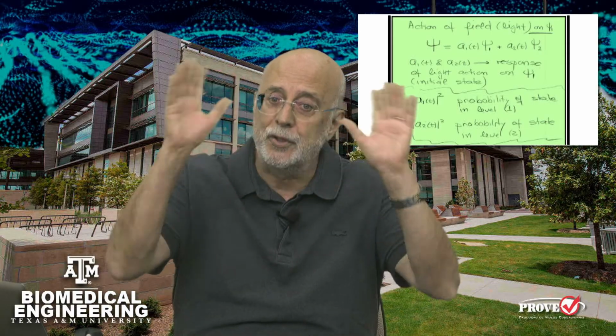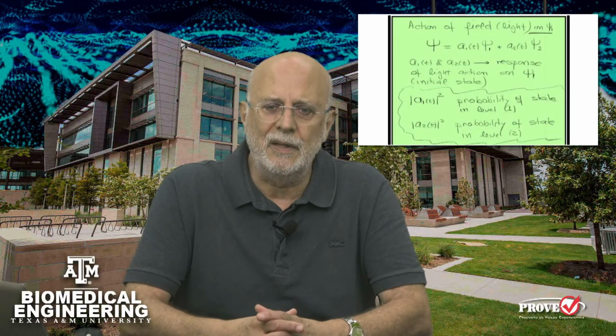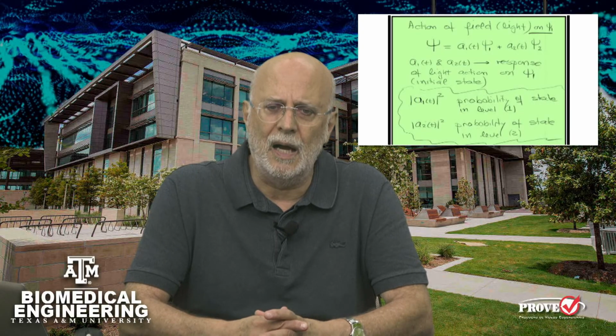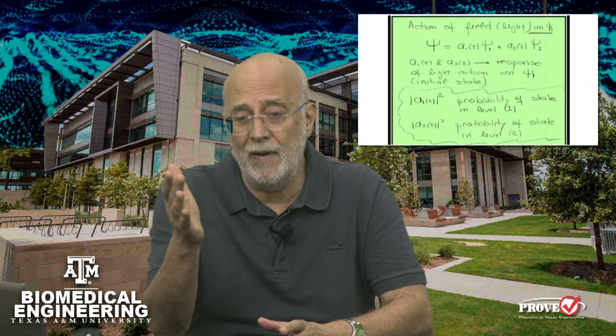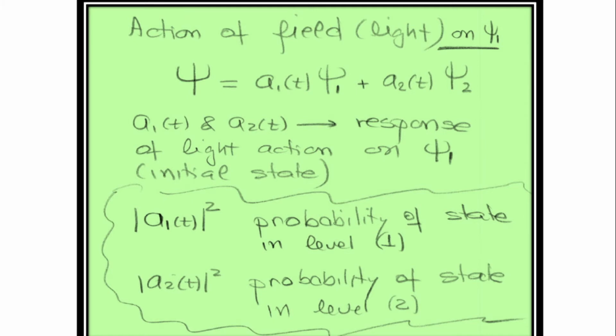So you see, the problem changed face. Because now when I put light, the only thing I can say is, well, if I have an A1 coefficient that's big, the system will stay pretty much in the state that it was born in, the state 1. Now, if A2, the coefficient of the second state, is growing in time in the presence of light, it means that there is a big chance that the system will be in state 2. Or the energy will be coupled to the system. I will transfer energy to the system.